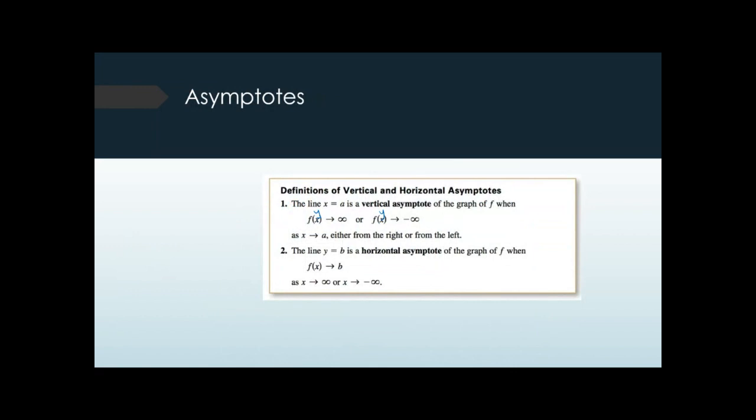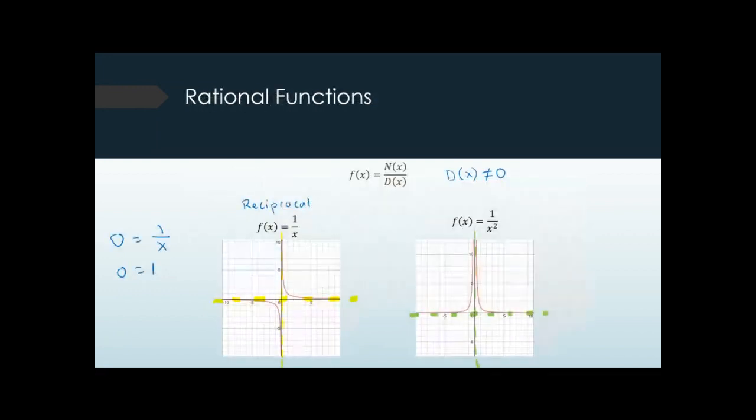Now for a horizontal asymptote, the y equals b, so horizontal lines are y equals lines. Y equals b is a horizontal asymptote of the graph when the y value heads towards b as x goes to infinity or negative infinity. So you're sort of flip-flopping. So going back to 1 over x, as my x value gets to the right or the left on the graph, heading towards infinity or negative infinity, my y value is reaching 0, which means that the horizontal asymptote is y equals 0.